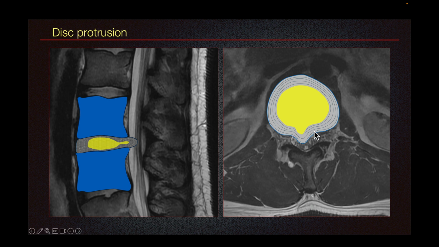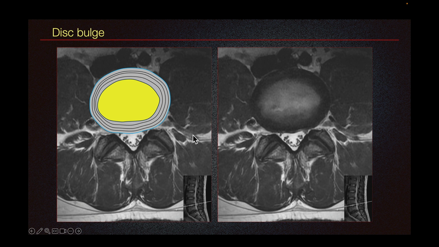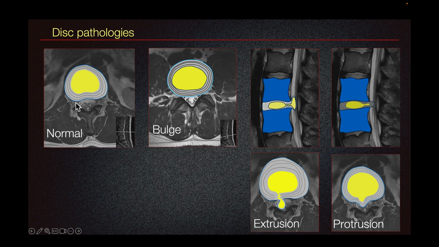The neck of the herniation is wider than the apex of the herniation, and this is how it looks on the sagittal view. In case of disc extrusion, the neck of herniation is narrower than the apex, and this is how it looks on the axial view. In case of disc bulge, the disc never focally herniates out, and the bulge involves more than 25% of the disc circumference. And classically, the posterior normal reniform shape of the disc is lost in case of a disc bulge. So here we have our normal disc, here a disc bulge, here extrusion, and here protrusion.